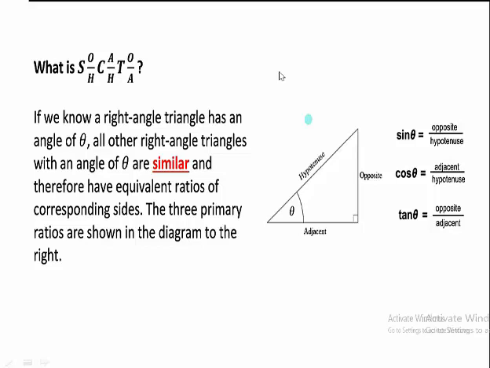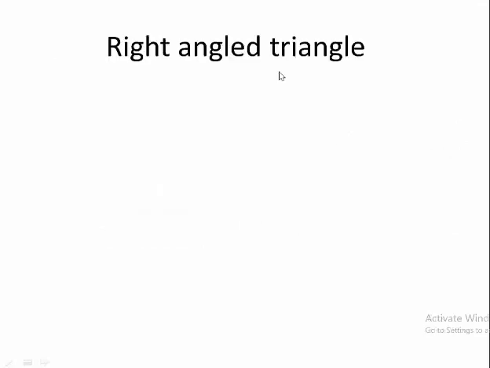Now, SOHCAHTOA, just a bit of notes for you to get a highlight. If we know a right angle triangle has an angle of theta, all other right angle triangles with an angle of theta are similar and therefore have equivalent ratios of corresponding sides. The three primary ratios are shown in the diagram to the right. Now, let's answer the questions that we were asked. So let's go back to the questions quickly.